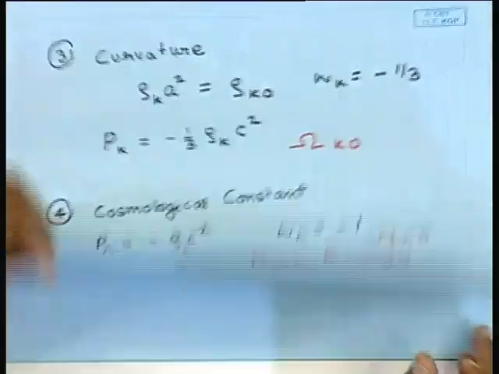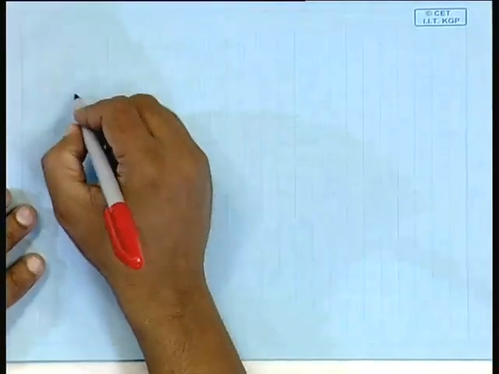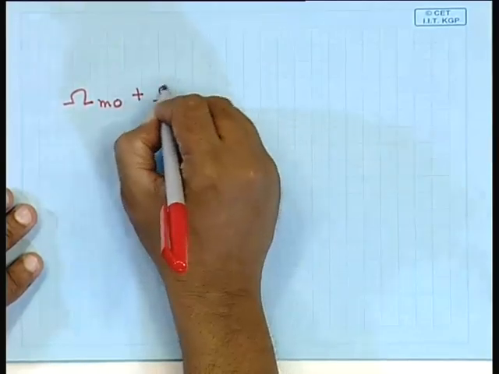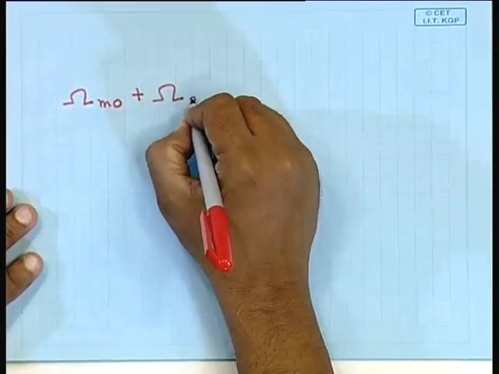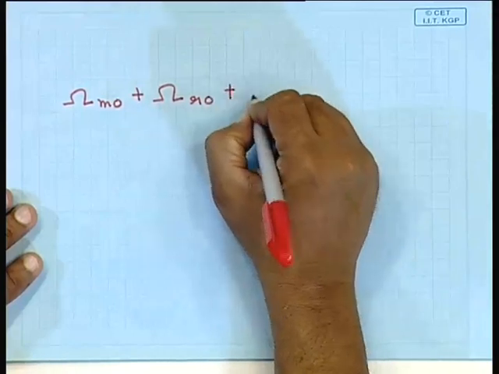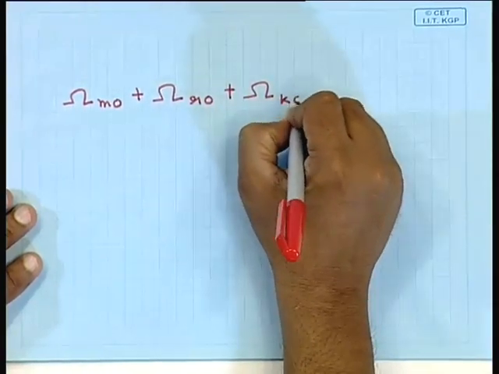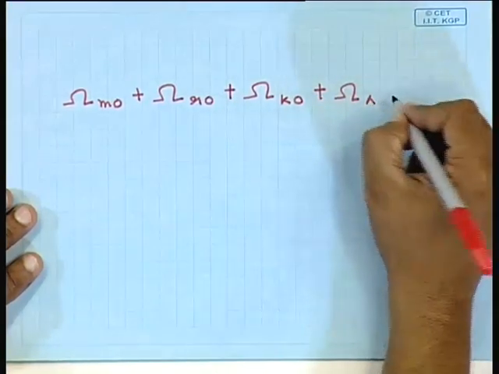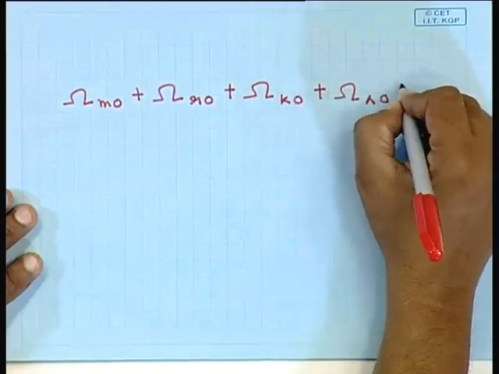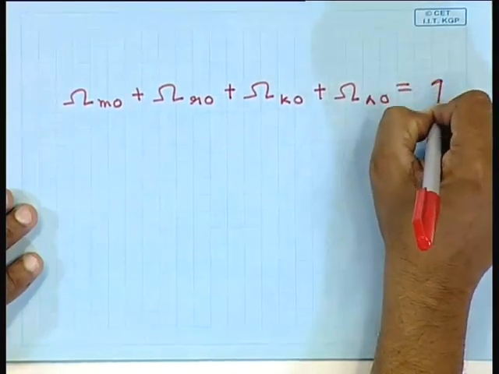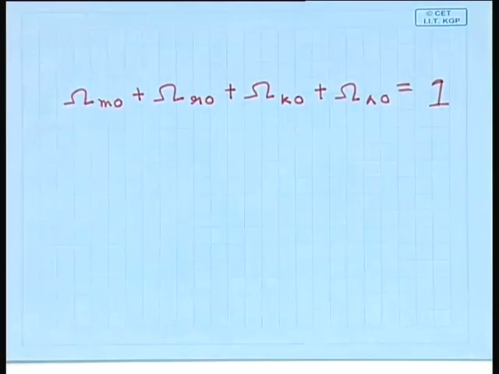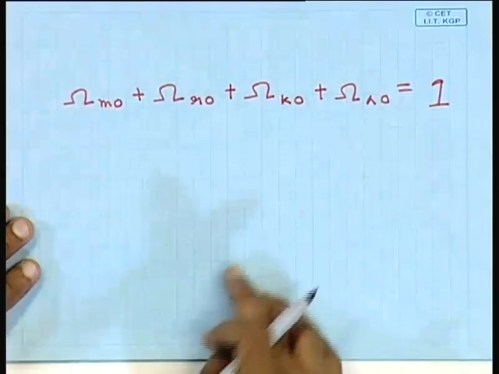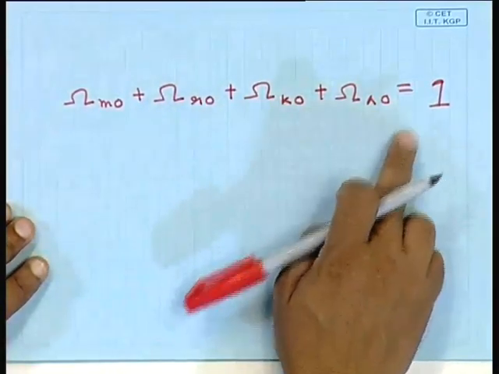And we have the requirement that the total sum of these 4, omega matter naught plus omega radiation naught plus omega curvature naught plus omega cosmological constant naught, this is a constant, so this does not change, should be equal to 1. So, in our model we have only 4 possible constituents. So, the sum of these 4 should be equal to unity.